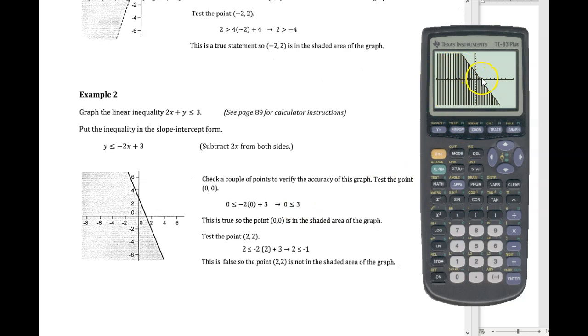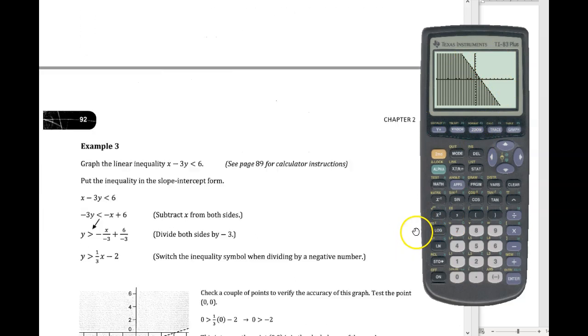If we were to choose a test point on the other side of the graph, say +2, +2, somewhere over here, we plug it into the inequality. We end up with 2 is less than or equal to -1. That's false. A positive number is not less than a negative number. So that's a false statement. So that's why we do not shade over here.